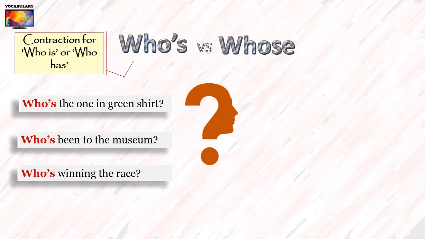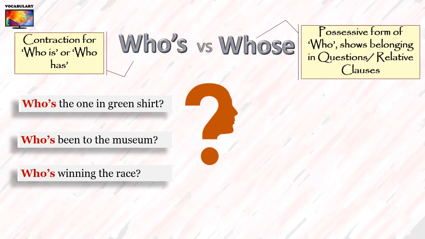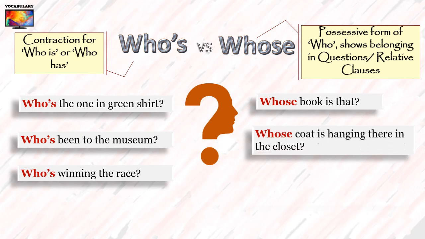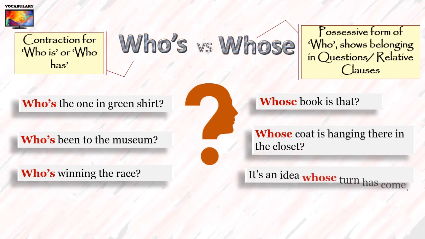The other whose is the possessive form of who and shows belonging in questions or in relative clauses. For understanding the proper use of the word who, I recommend that you watch our grammar lessons on pronoun basics. The word whose is almost always followed by a noun. Example sentences for the use of whose are: whose book is that? Whose coat is hanging there in the closet? It's an idea whose turn has come.